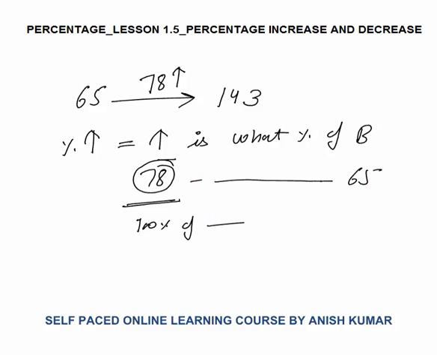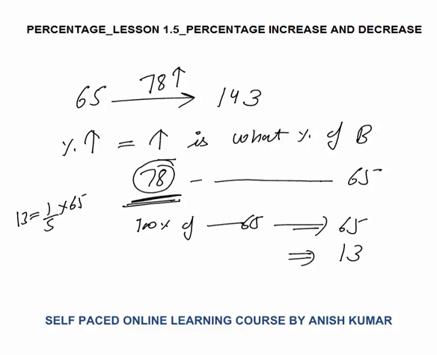So 100% of 65 is 65. I need to reach 78. Now how much more do I need? I need 13 more. So 13 is what percentage of 65? Now you can see that 13 is 1/5 of 65.